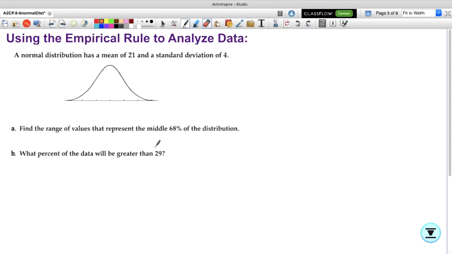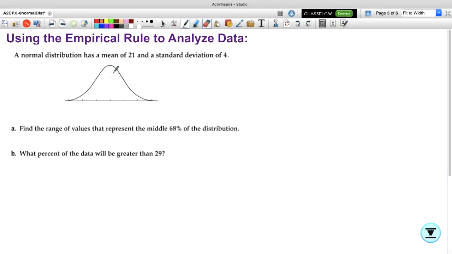So let's actually use that to analyze some data. Okay, so they're telling you that you had a normal distribution. Okay, so that means it's going to make this bell shape, and it has a mean of 21 and a standard deviation of 4. And then you're asked to answer some questions about it.